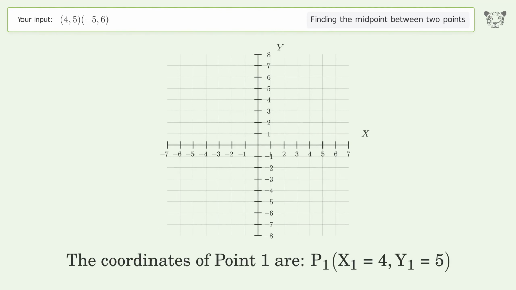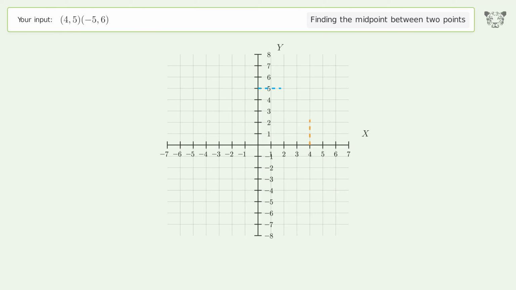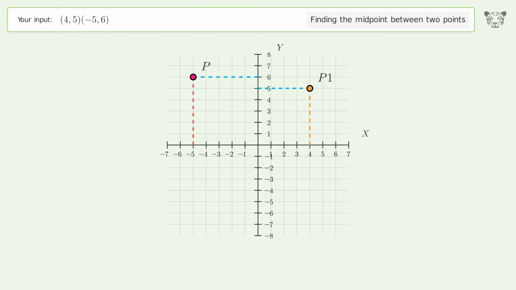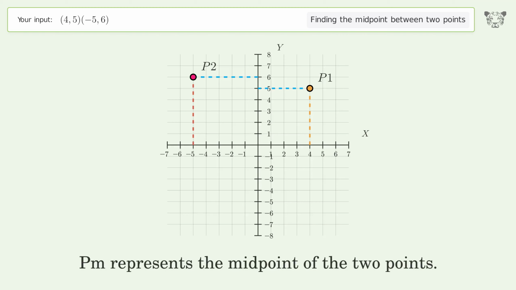The coordinates of point 1 are x1 equals 4, y1 equals 5. The coordinates of point 2 are x2 equals negative 5, y2 equals 6. PM represents the midpoint of the 2 points.